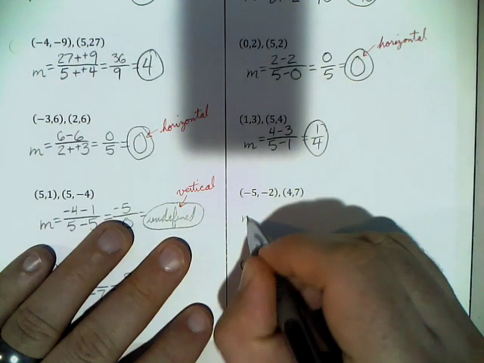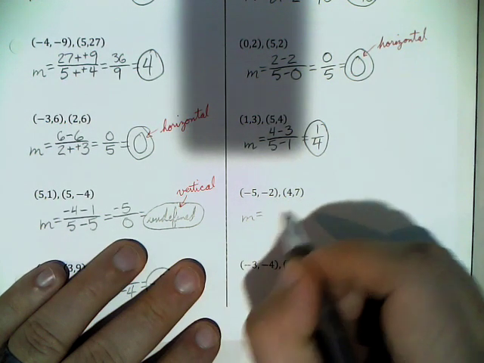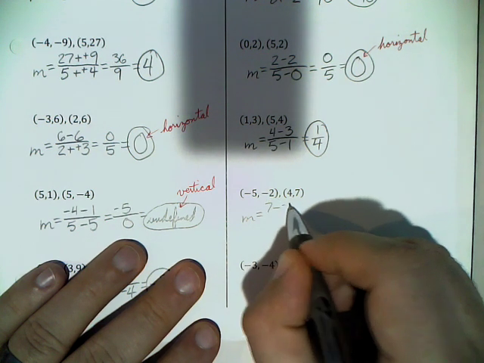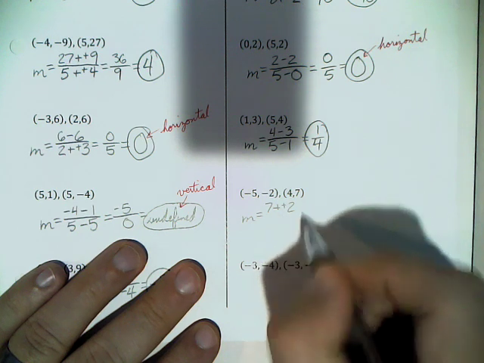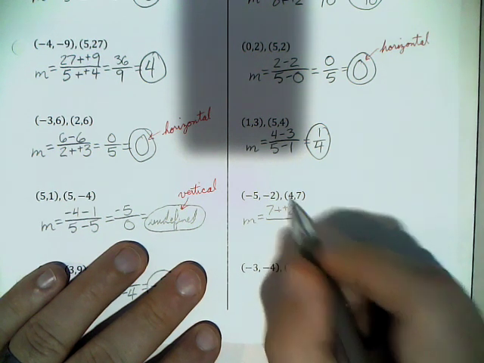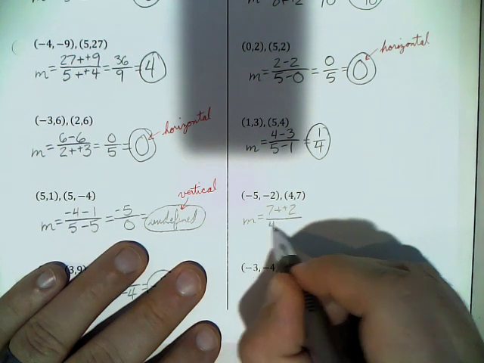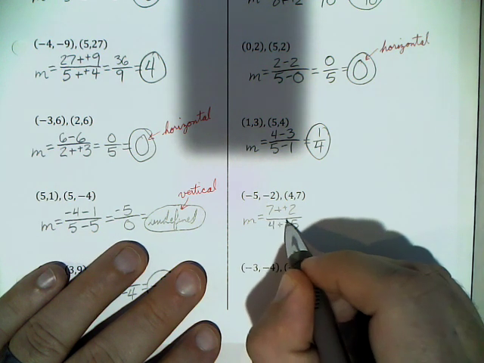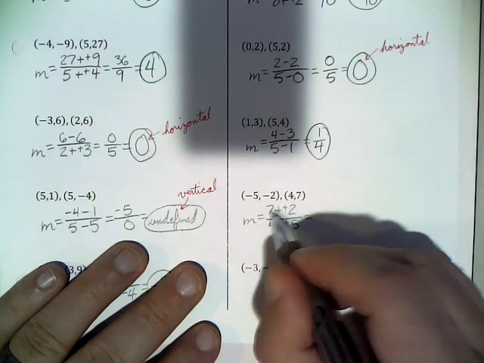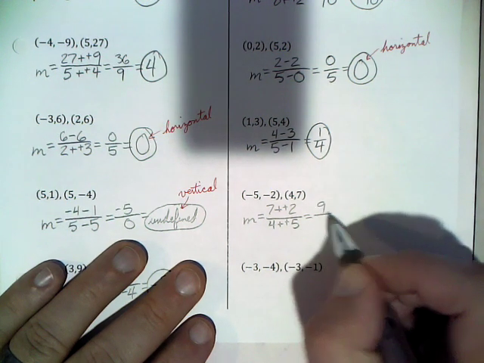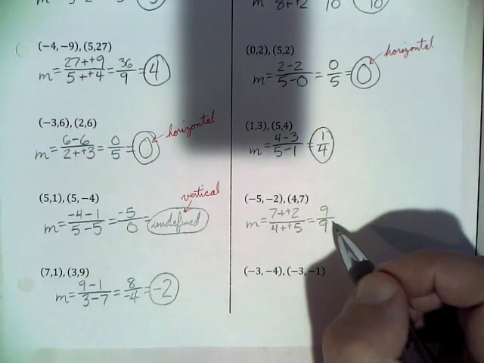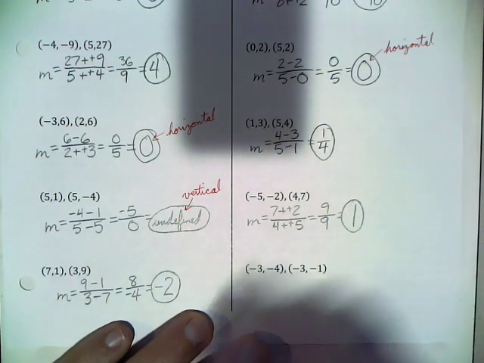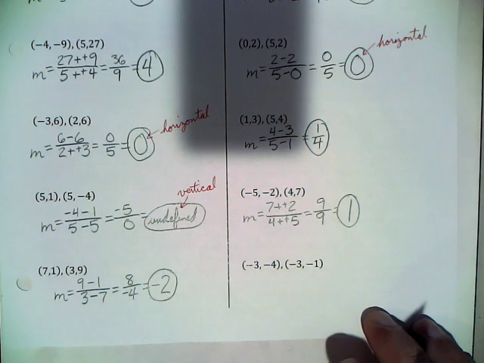Next example, m equals y sub 2, 7, minus y sub 1, negative 2, and I'm going to change that right now, just plus positive, all over x sub 2 minus x sub 1, negative 5. So plus a positive. And so 7 plus 2 is 9. 4 plus 5 is 9. And so, well, 9 over 9 is 1. That's a slope of 1.